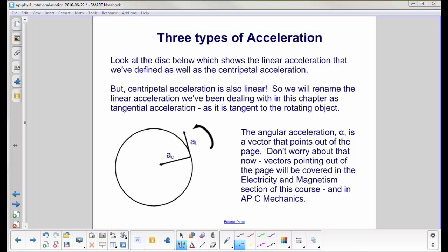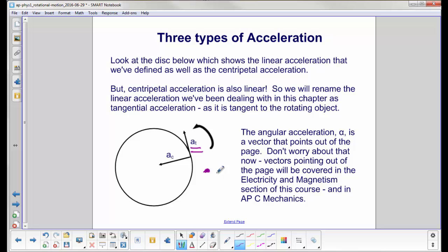Look at the disk below. That shows the linear acceleration. That's what we've been dealing with here. And we're renaming that now for our purposes a sub t for tangential acceleration. And then here's our centripetal acceleration, which as we know points right towards the middle. The angular acceleration, actually, we represent like this.